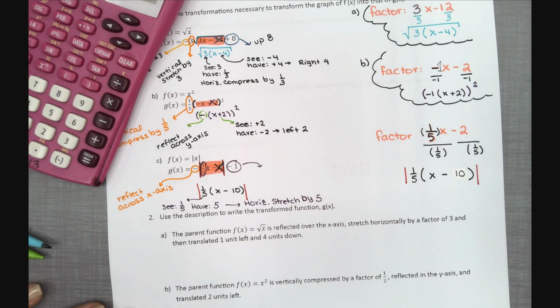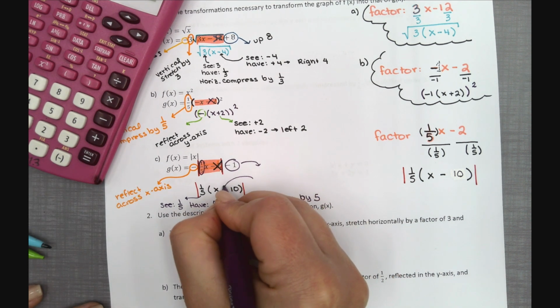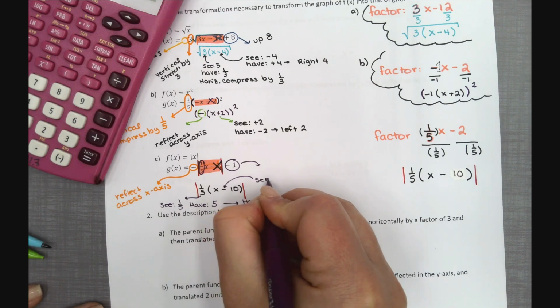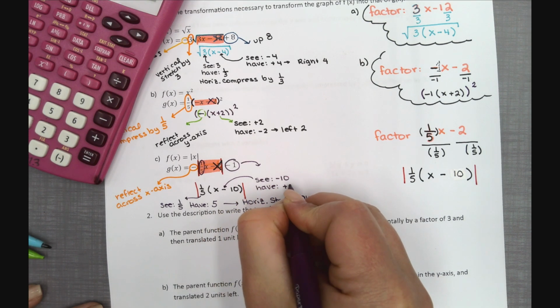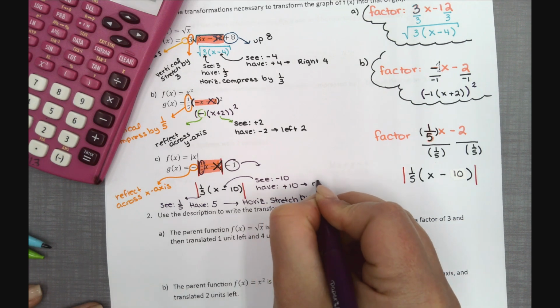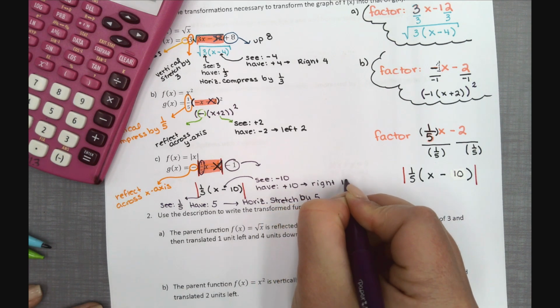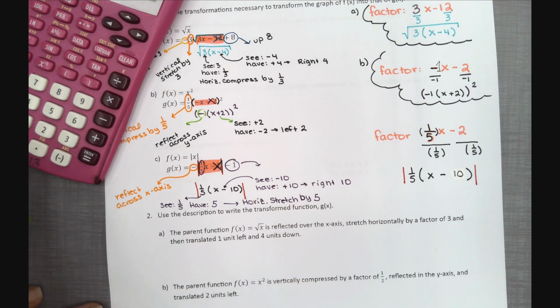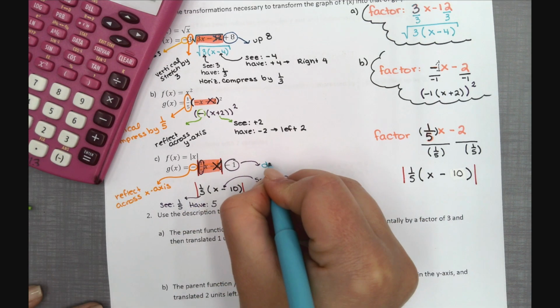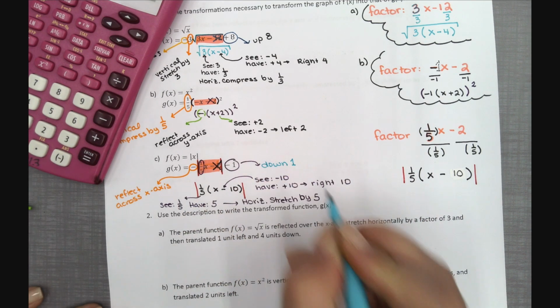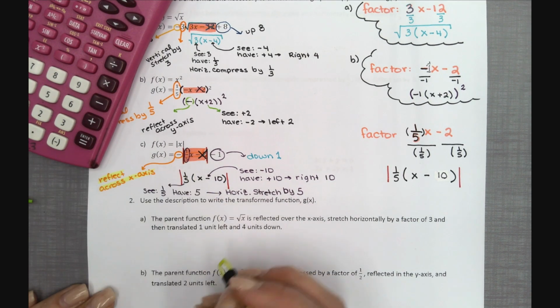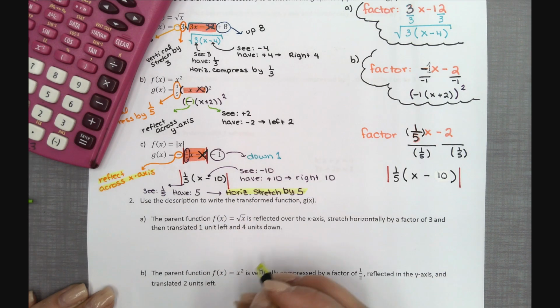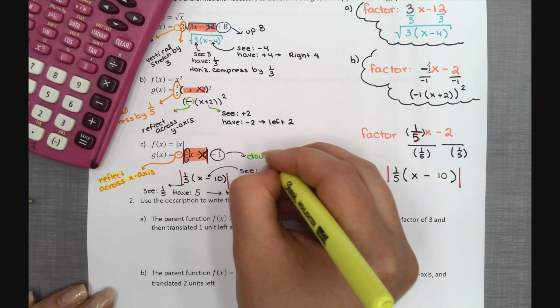Okay, be careful here. And then this -10 that I see, that means I have a +10, and that means I'm going to the right by 10. And then the last one that I have, this -1, that's just down 1. Okay, I'm going to quickly highlight that. So we have a reflection across the x-axis. We have a horizontal stretch by 5. We have a right 10 and a down by 1.